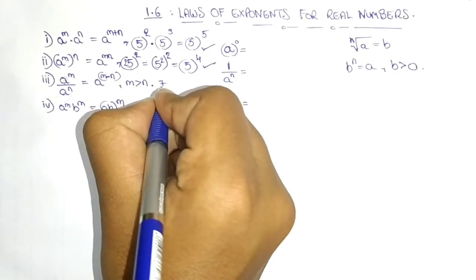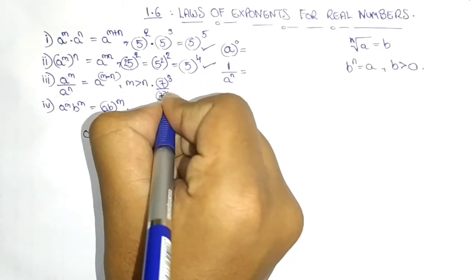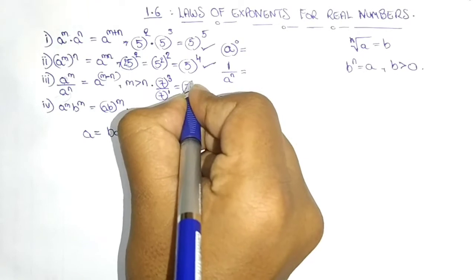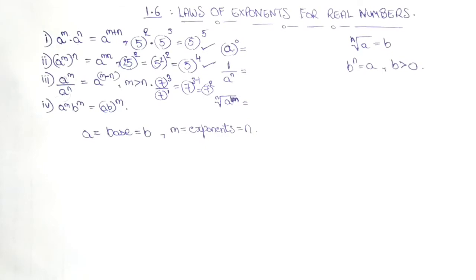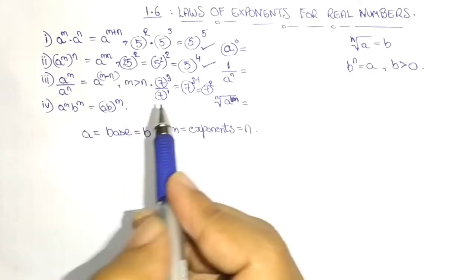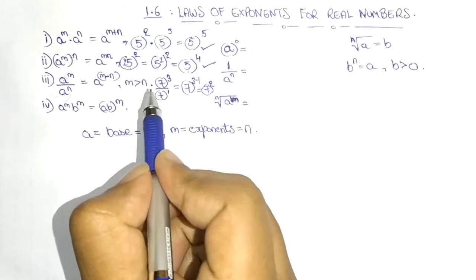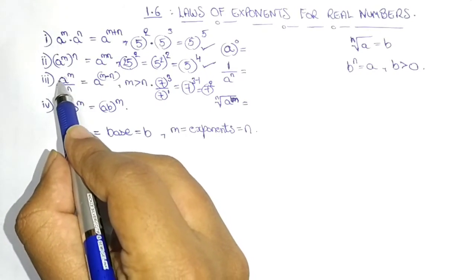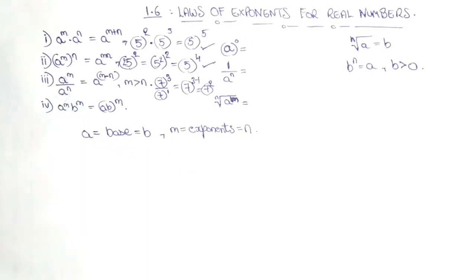Applying this, 7 to the power of 3 divided by 7 to the power of 1 is going to be equal to 7 to the power of 3 minus 1, which is 7 squared. This is our third exponential law. What you should notice here is that the number in both the numerator and denominator should be the same, like terms, not unlike numbers. You should notice that they both are like terms.